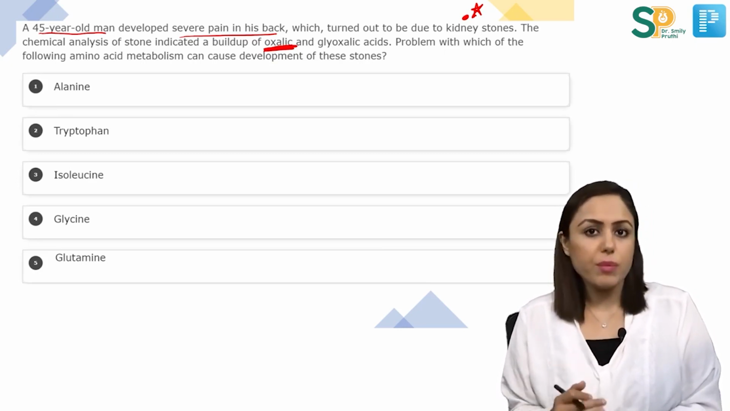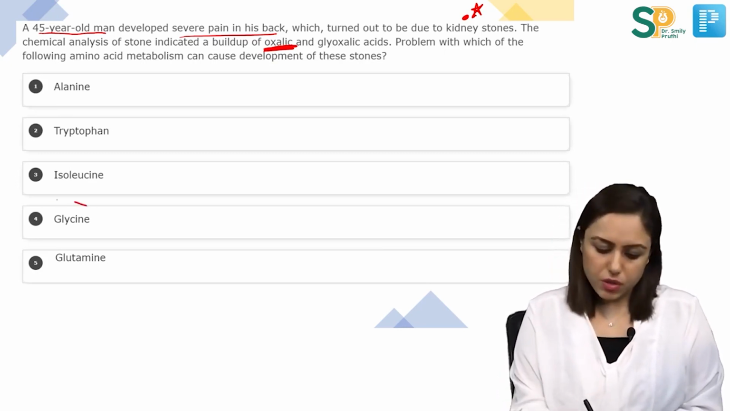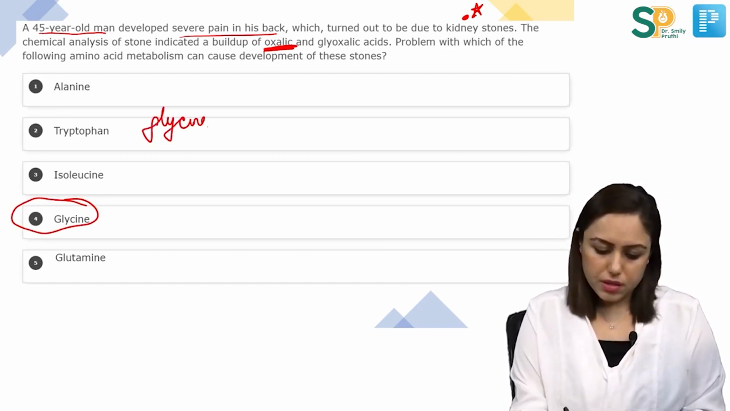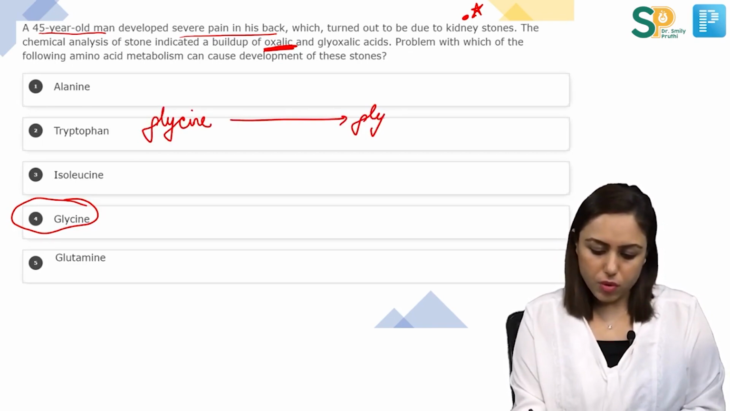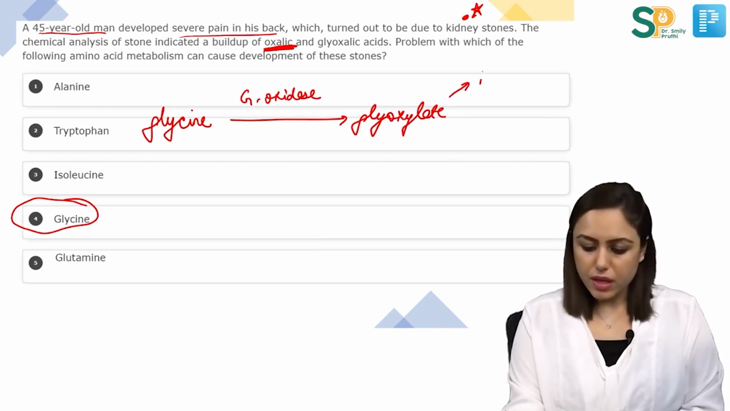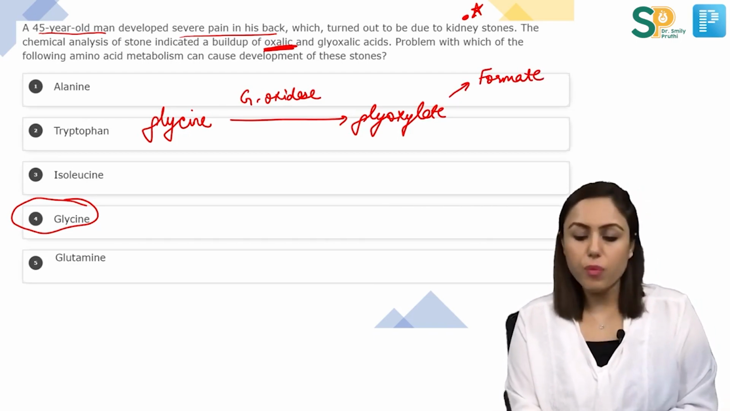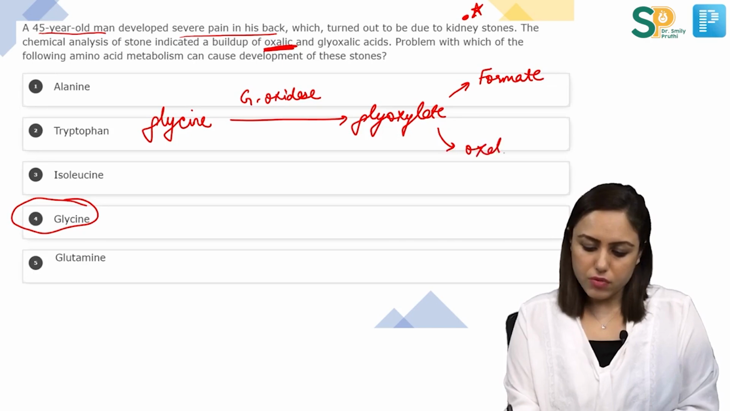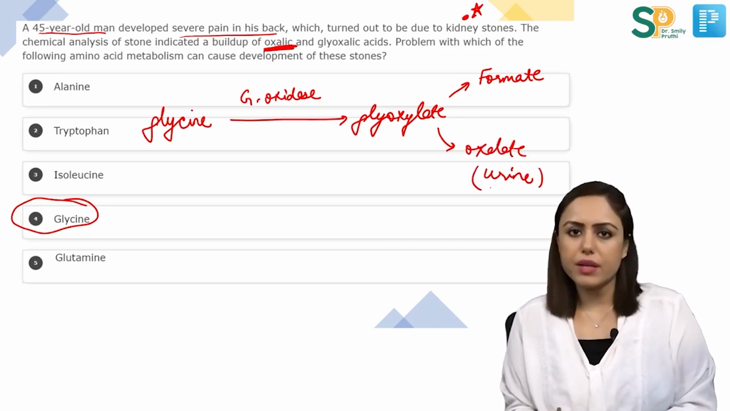If you have read your amino acid chemistry nicely, then you are very clear with the answer. So, let us revise that. Glycine forms glyoxylate with the help of enzyme glycine oxidase, right. Then glyoxylate has 2 fates. One is it can form formate in the body. On the other hand, it will form oxalate, which is excreted in urine via kidneys obviously.